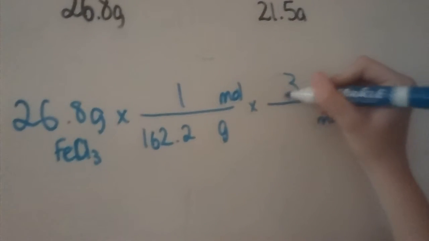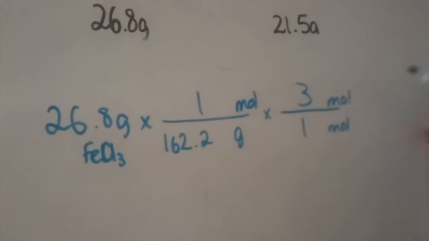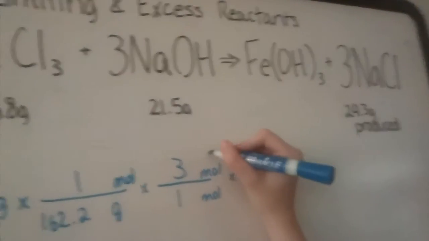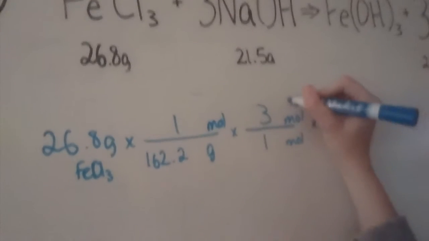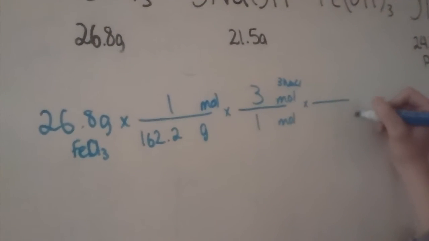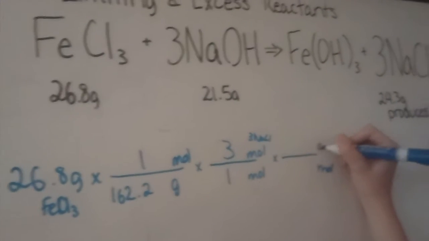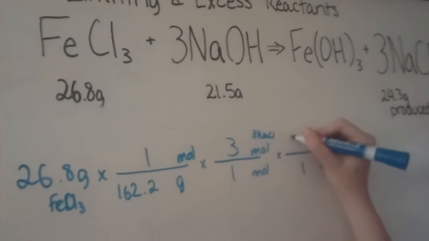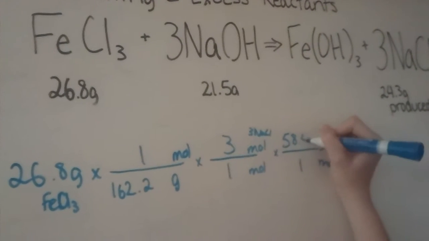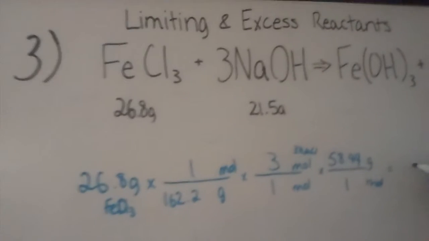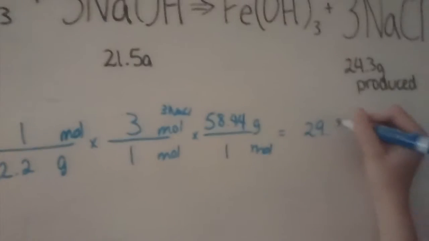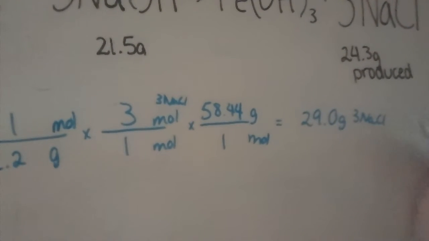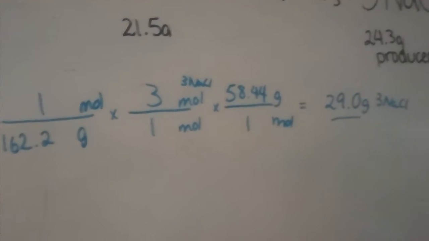And this is our stoic step. Because we have 3 moles over here and 1 mole of this, it will be 3/1, going to NaCl, just to clarify. And we're going to end by converting it to grams. And this will equal 29.0 grams of 3 sodium chloride. So that's one stoic step.